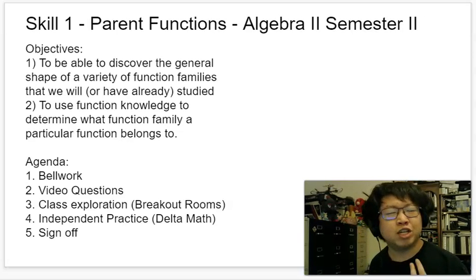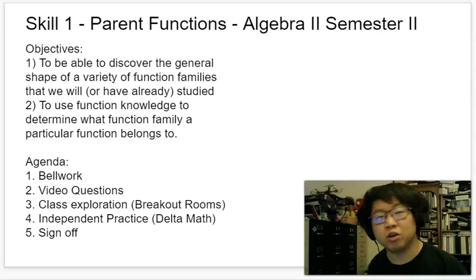So we've got two objectives to get to today. That is to be able to discover the general shape of a variety of functions, a total of 7 today, as well as to use function knowledge to determine what function family a particular function belongs to. So that's how to identify the parent function from a group of different functions.